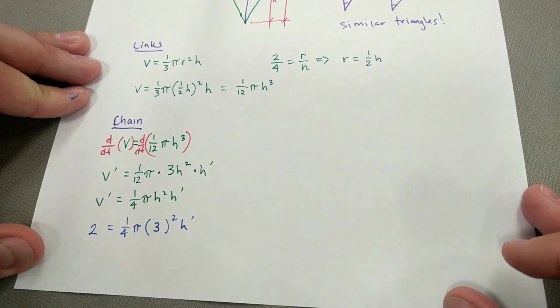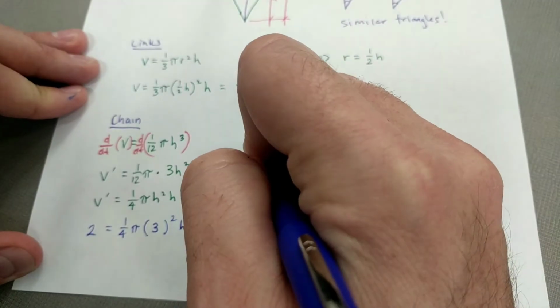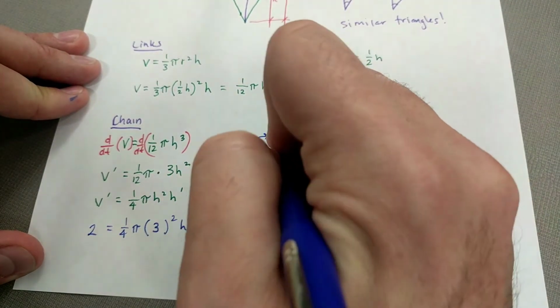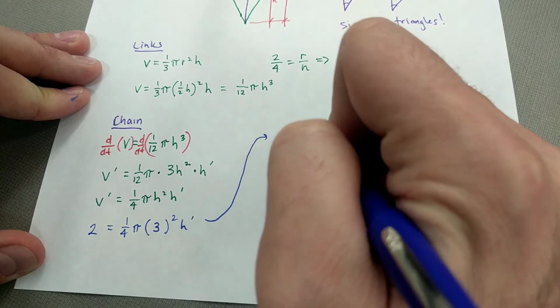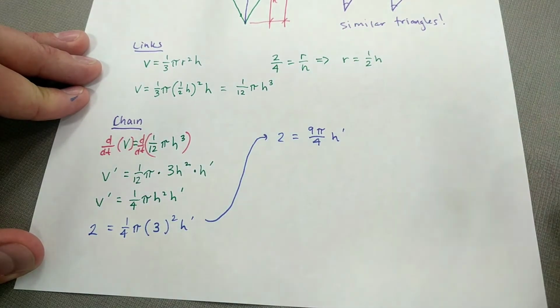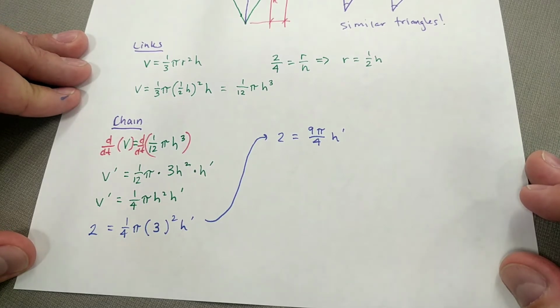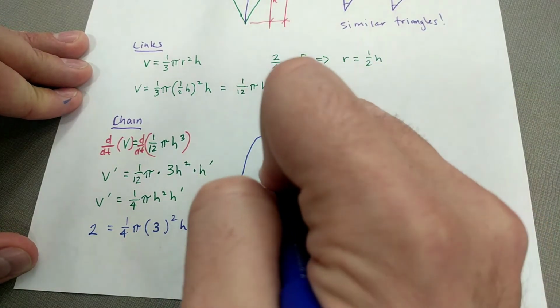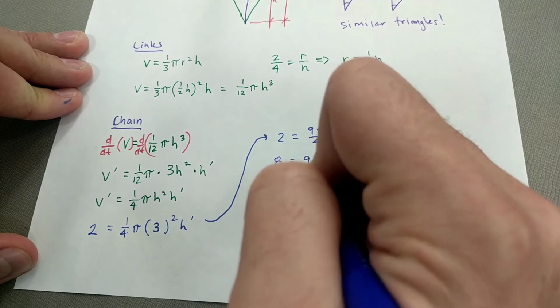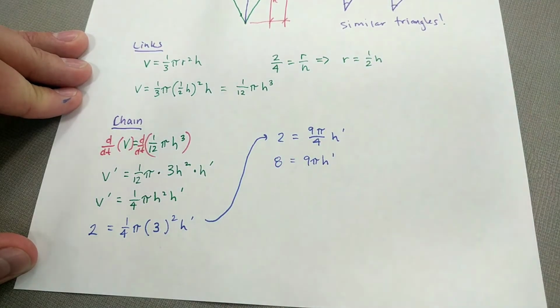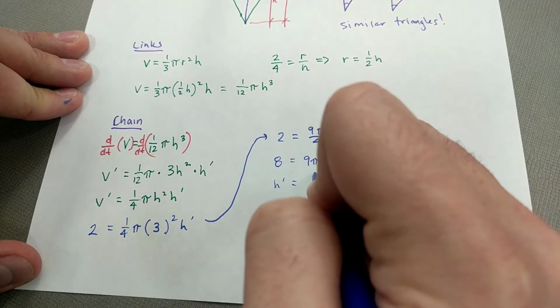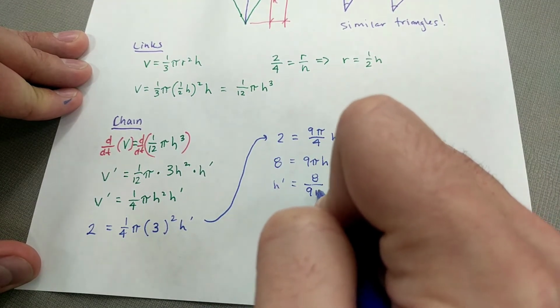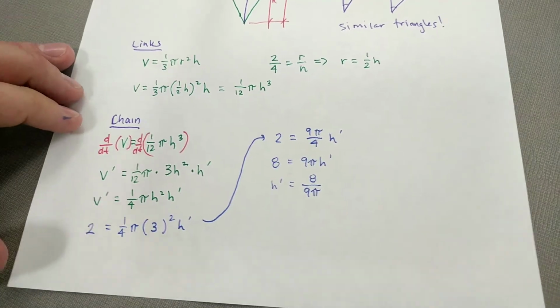Great. So now let's simplify and solve for h prime. So we get that 2 is equal to 9 pi over 4 times h prime. So multiply both sides by 4 to get us this, and then divide by 9 pi to get us that quantity.